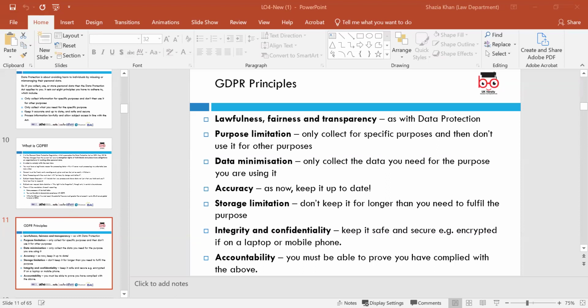Accuracy, so keep it up to date. Storage limitation, don't keep it for too long. Integrity and confidentiality. Accountability, so you are accountable, so make sure information is protected and you are stringent with everything. Accountability and these others are really important elements of the GDPR principles in regards to protecting individuals' personal data.